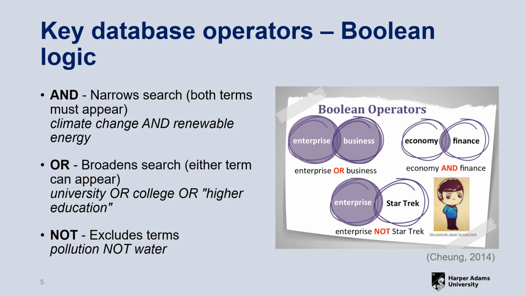Boolean operators are words or symbols, such as AND, OR, and NOT, used to connect keywords and refine search results in databases and search engines. AND narrows a search by requiring all terms to be present, OR expands a search by finding results with any of the connected terms, and NOT excludes results that contain a specified term.